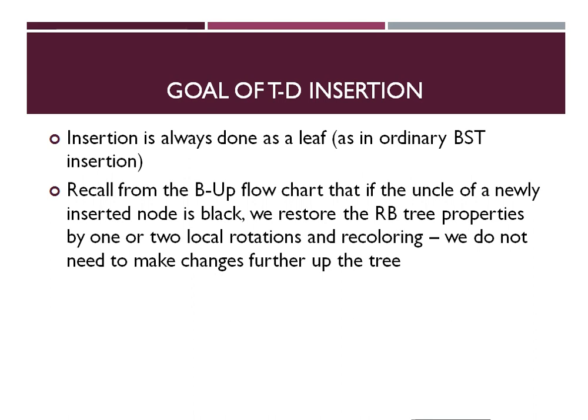Now, in the top-down approach, insertion is always done at the leaf, like ordinary BST insertion, but here the way of traversing down the tree is from the root node, that is, from the top. Now recall from the bottom-up approach flowchart that if the uncle of a newly inserted node is black, we restore the red-black tree property by one or two local rotations and recoloring. We do not need to make changes further up the tree.